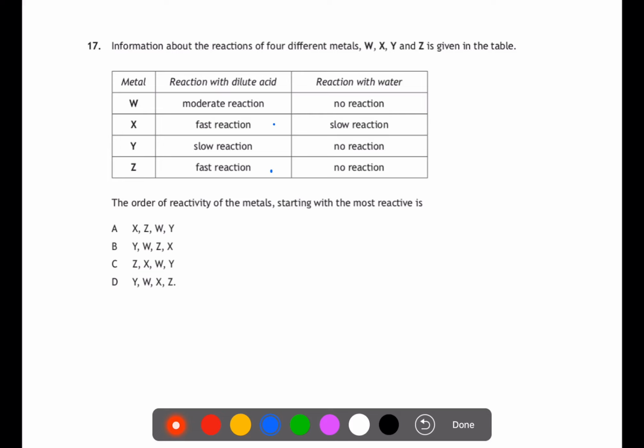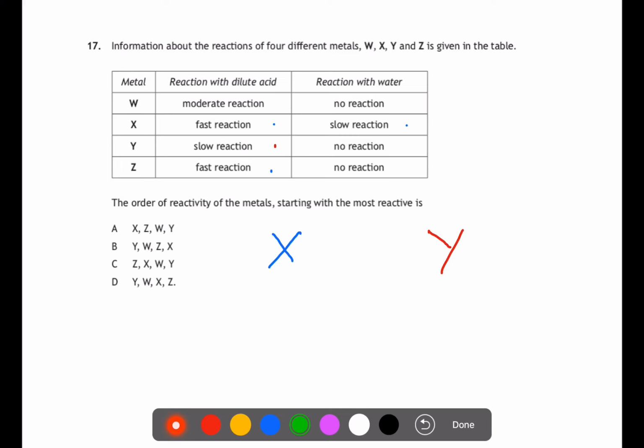We then need to have a look at water. So we only have one metal which is reacting with water, which is X. So X must be the most reactive as the others do not react with water. So X will be the most reactive. Let's look now at the opposite end. So we're looking for the least reactive. So none of the other metals react with water, which means we have to look at the acid reaction. W and Y react more slowly than X and Z, but Y is the slowest one. So that will be our slowest reacting metal.